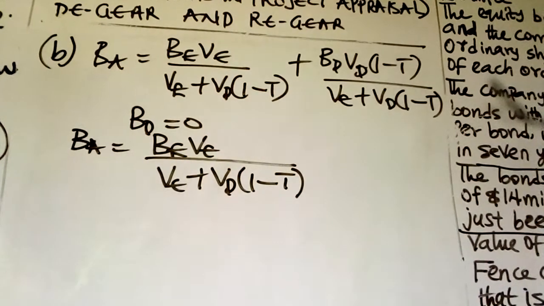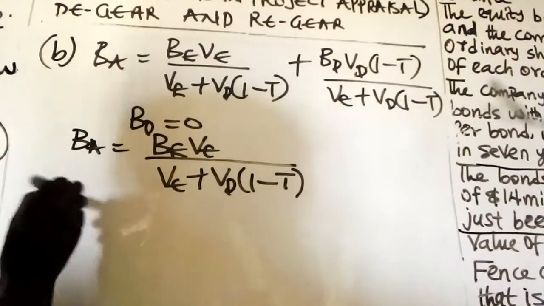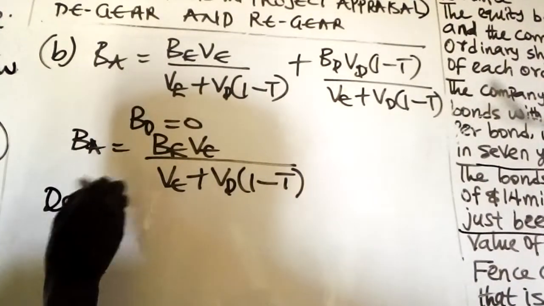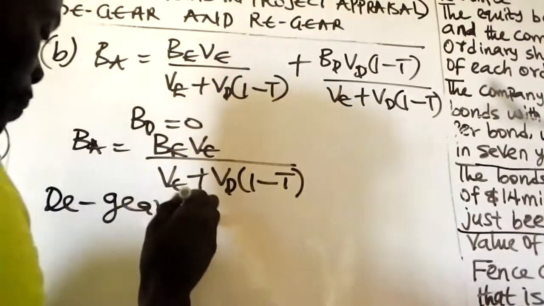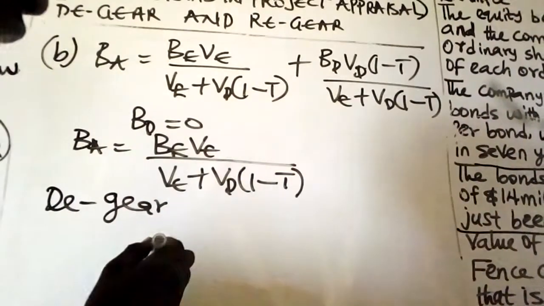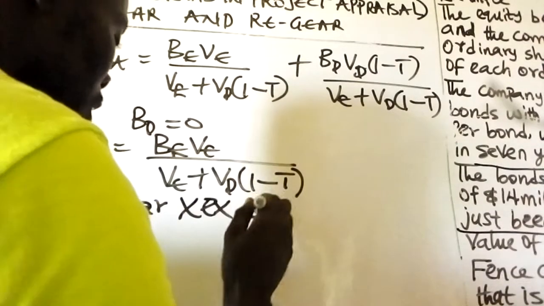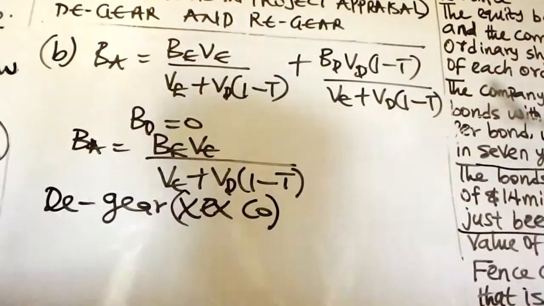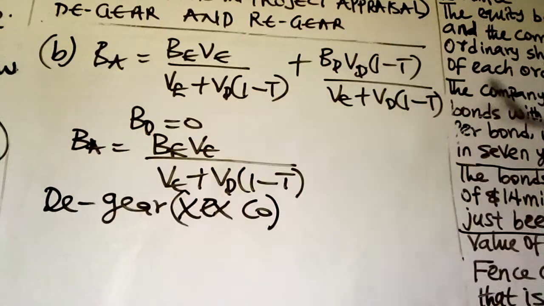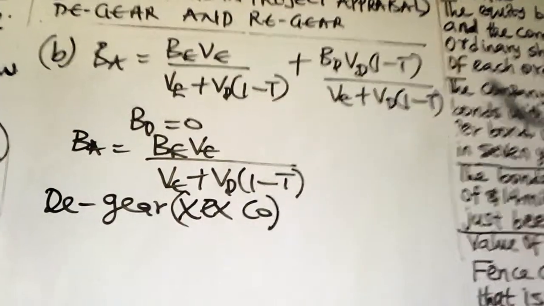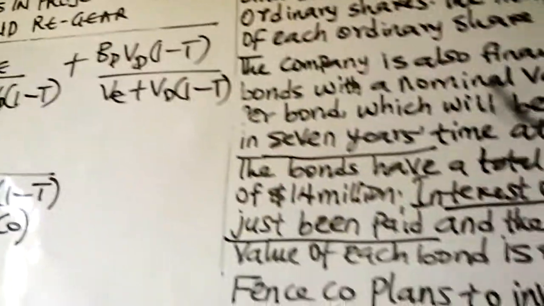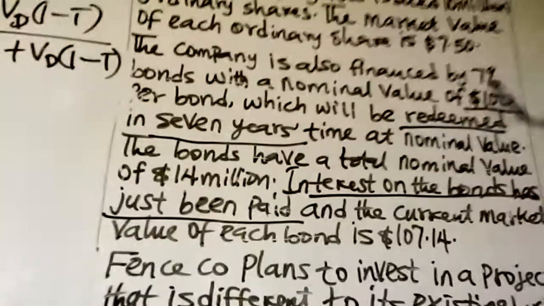This formula should be used. So now that we want to ungear, or degear, we either call it degear or ungear, let's say degear the proxy company, and the proxy company is HESCO. So we want to degear the proxy company in order to obtain the asset beta of the proxy company. I've told you that the only information you need from the proxy company is their asset beta.